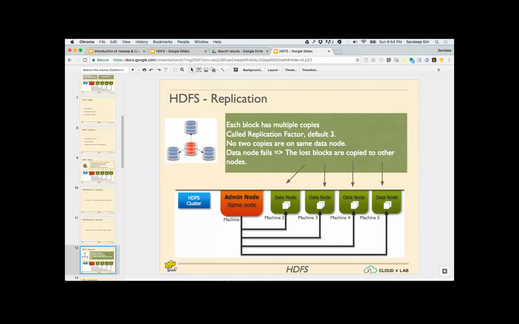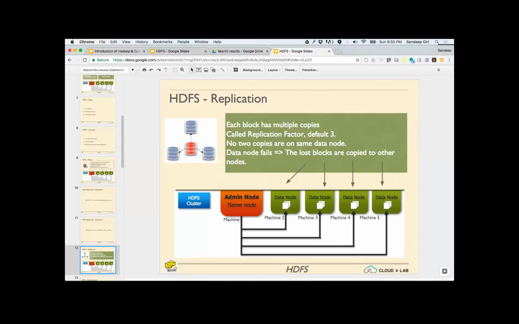Is it storing any duplicate on the same data node? No. No two replicas of the block are on the same machine. CDH is Cloudera Hadoop. There are different variations of Hadoop. One is from Hortonworks, another is from Cloudera, third is from a company called MapR, fourth is from a company called Qubole. Although it's the same open source Hadoop, there are different companies which are packaging it, bundling their own products and selling it.